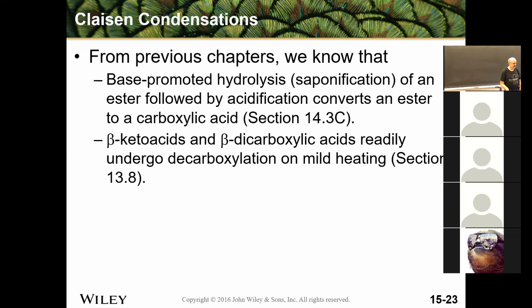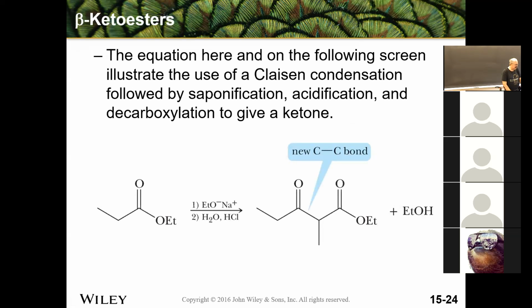Okay, from previous chapters, we know that base-promoted hydrolysis or saponification of an ester followed by acidification converts an ester to a carboxylic acid, the byproduct being an alcohol. Beta ketoacids and beta dicarboxylic acids readily undergo decarboxylation on mild heating. So what is decarboxylation? That is loss of carbon dioxide.